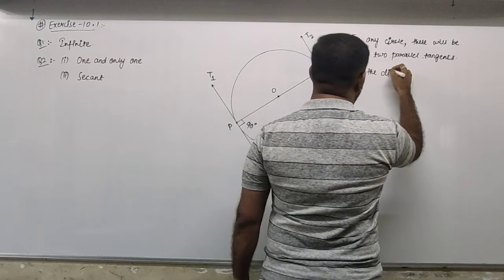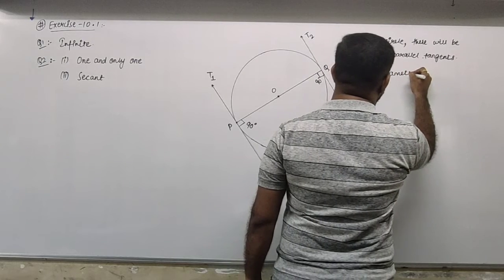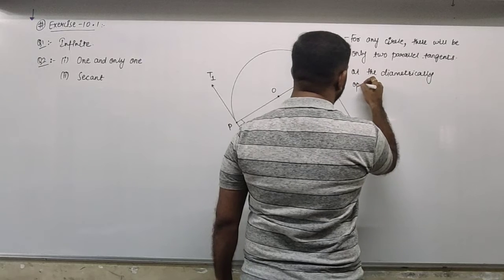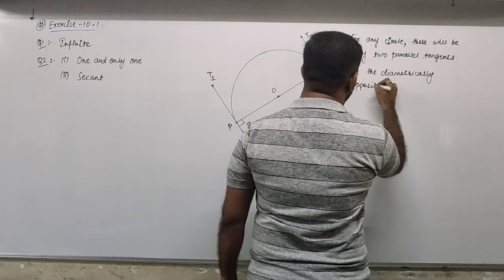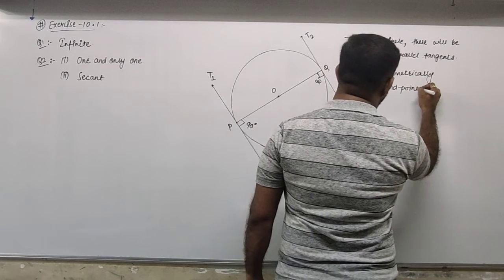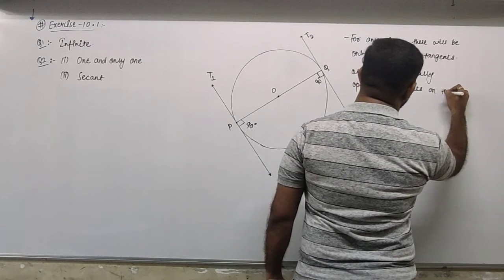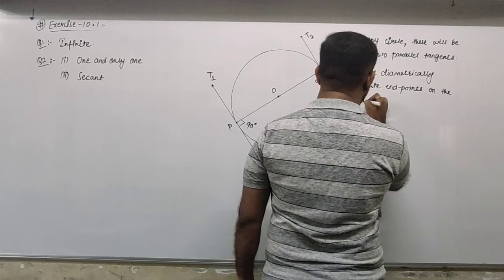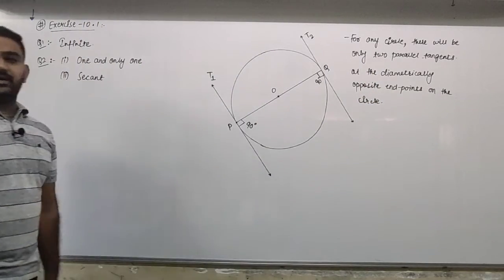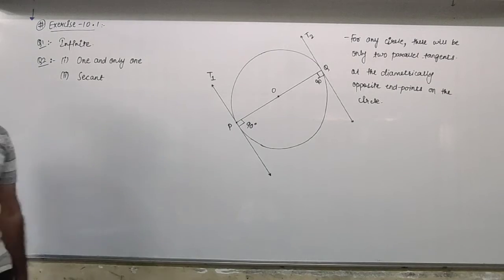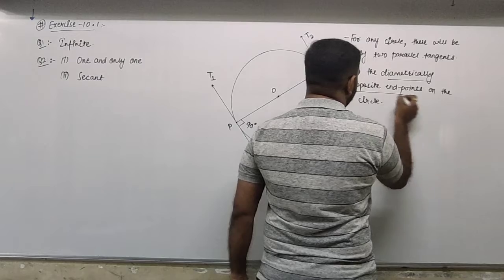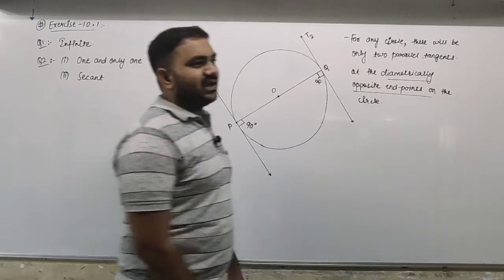At the diametrically opposite endpoints on the circle. Right? And the diametrically opposite endpoints of the circle. Now these terms might be new to you. Diametrically opposite endpoints.